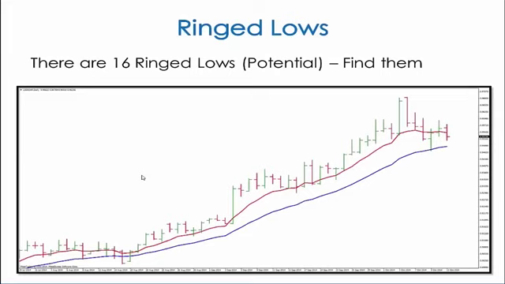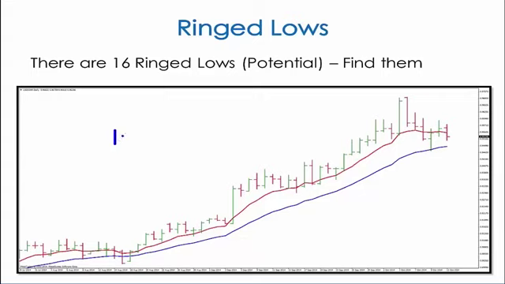Okay, so on this chart we've got ourselves an upward trend. We can see the price action and we can also see the 8 and the 20 moving averages on there as well. Now, on this chart there's 16 ringed lows that are what we call potential signals. Now, those potentials are going to look like this.